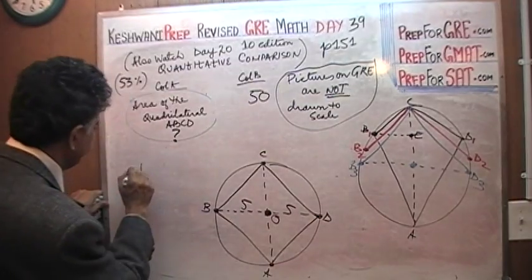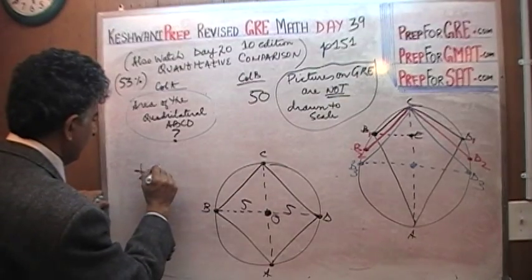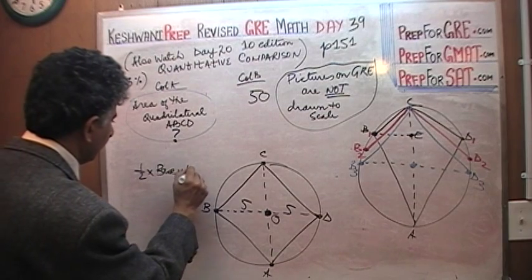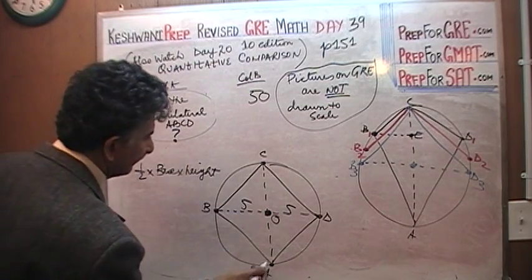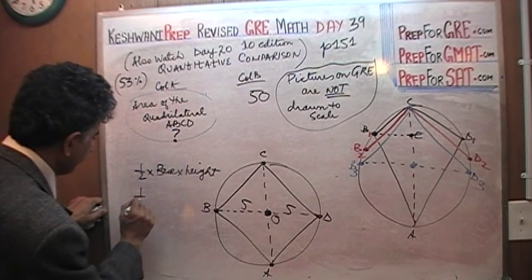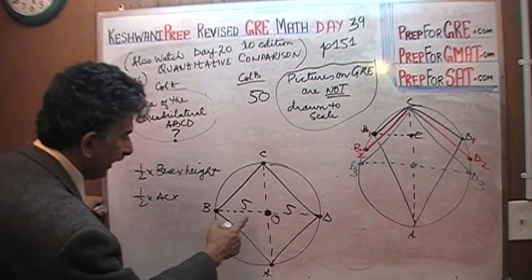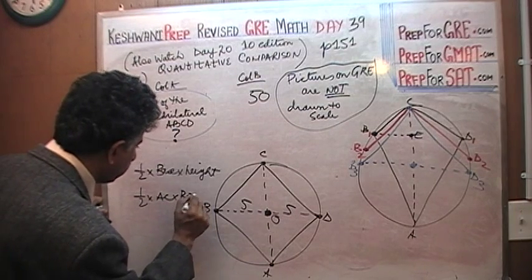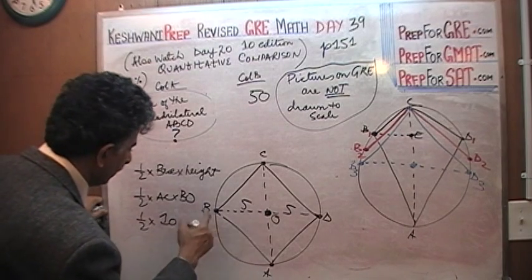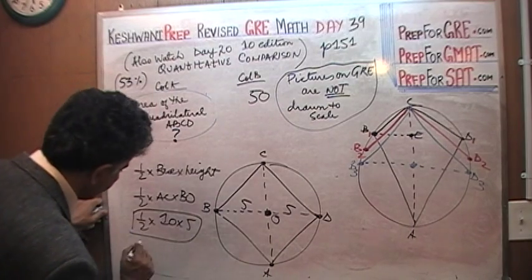So 1/2 base B to D, or rather A to C, same as here. Height. 1/2 base times height. The base is A to C. A to C is what we used for the base before. The height would be B to O. 1/2 A to C. A to C is 10. B to O would be 5. 50, half of 50. And then again we have this triangle which also has half of 50.